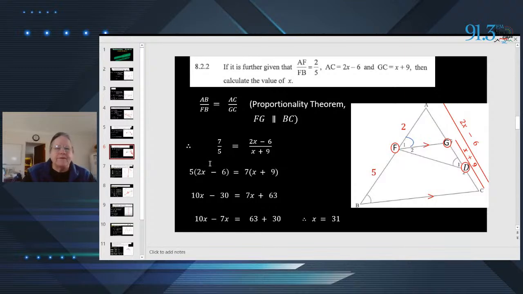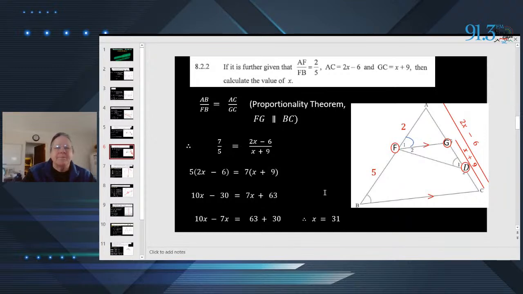Then we multiply out the brackets. So it would be 5 times 2x is 10x. 5 times negative 6 is negative 30. Equals 7 times x is 7x. 7 times 9 is 63. Then we put the x's to the left because there's no squares or anything there. X's to the left, numbers to the right, and x is 31.